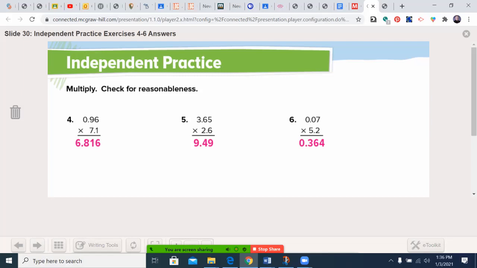6.816, 9.49, 0.364. Remember, you would multiply 96 times 71, which is 6,816. There are 3 decimal places. Get 365 times 26, which is 949, and a 0. So 9,490.